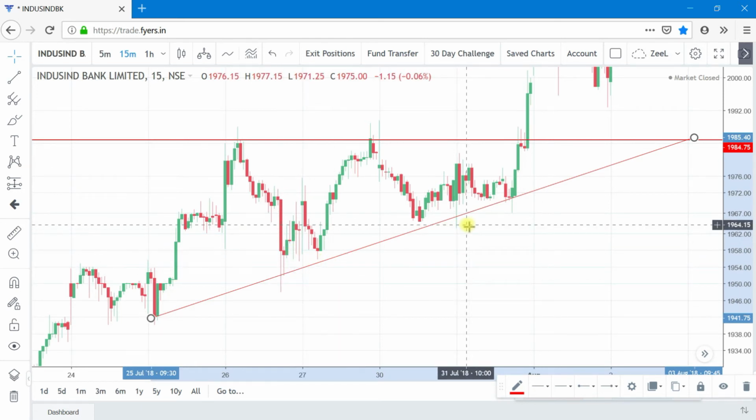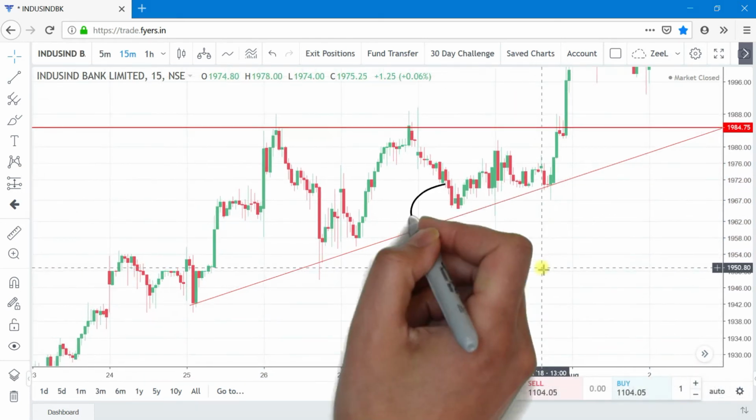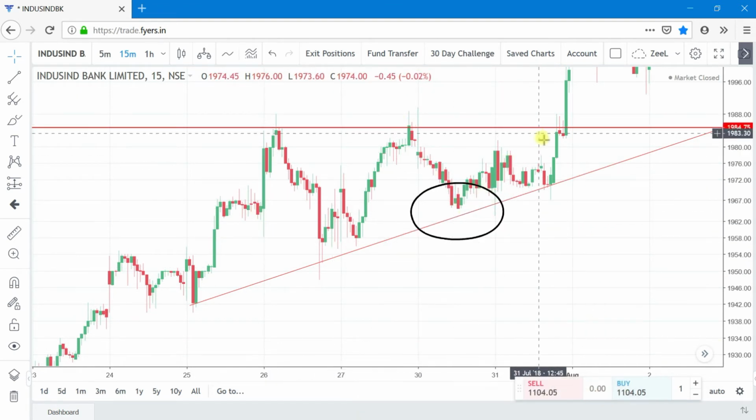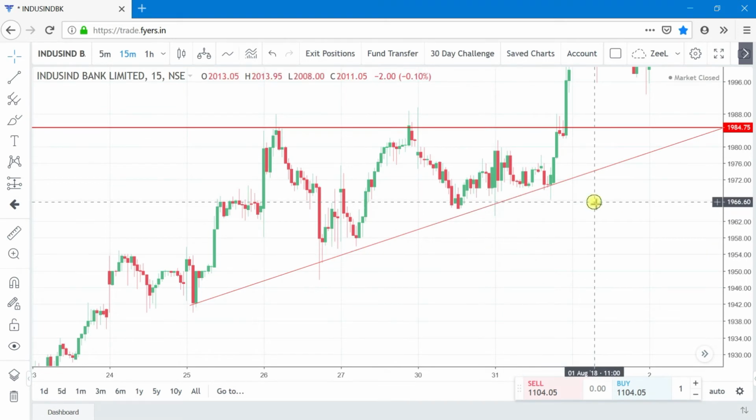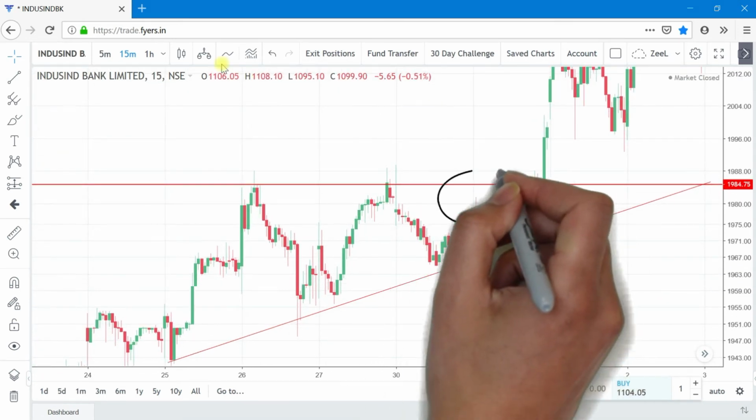Until breakout, we can also trade the anticipated range bound price movement after 2 touches on both sides. See here, for example, we can take entry for long here, stop loss a few pips below this and take profit a few pips below this line.